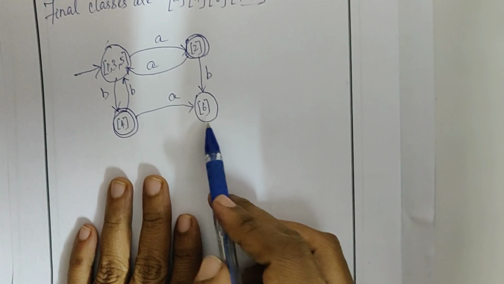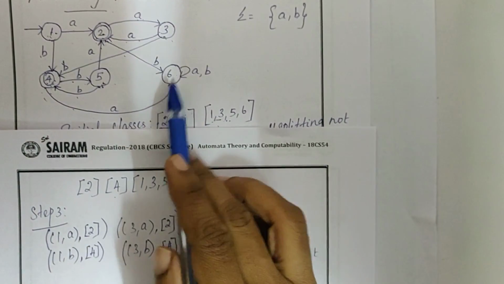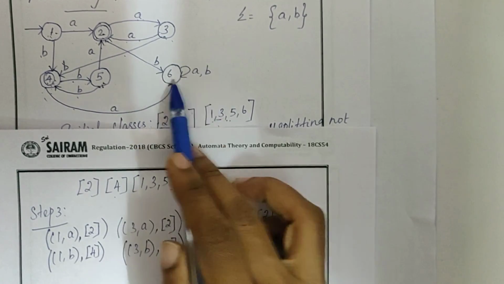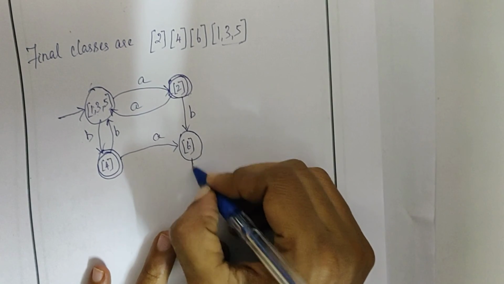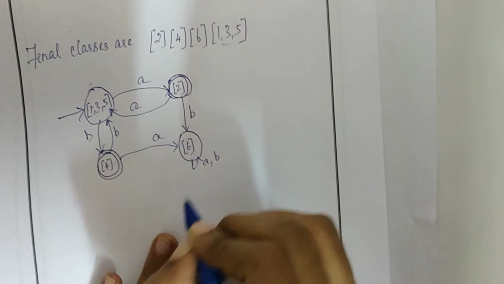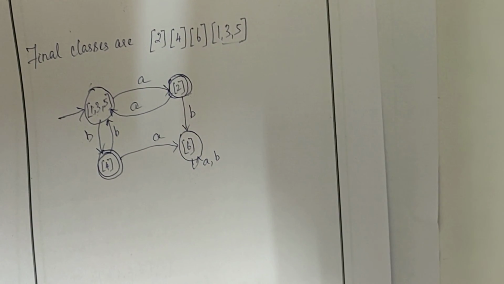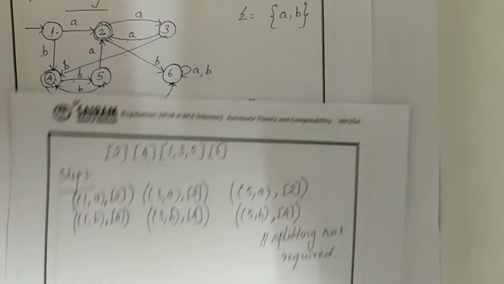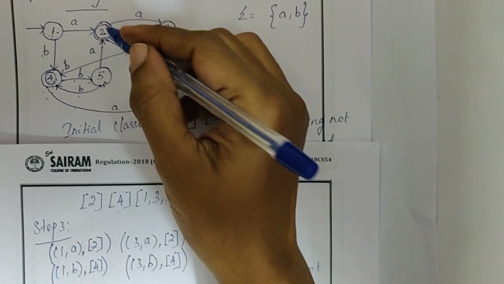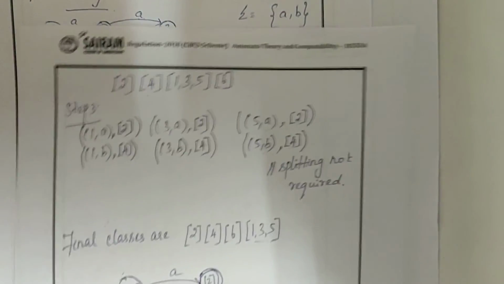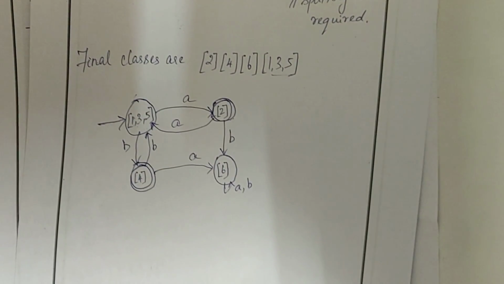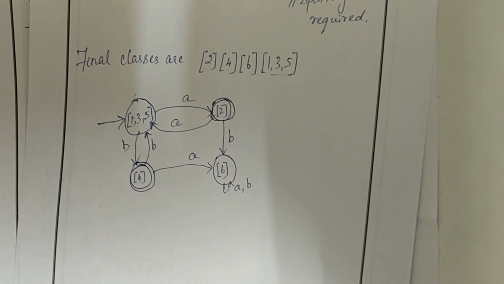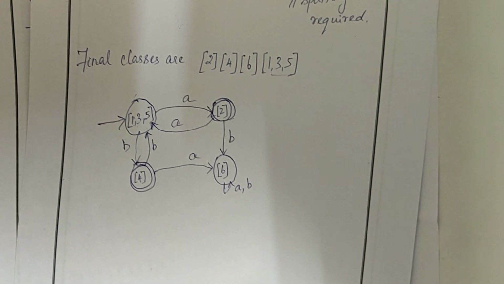Next I have to find 6 comma a and 6 comma b. Both a and b stay in the same state, it is a self loop. So here a comma b. Right. So this is my minimized DFA. Initially in the question, how many states did I have? 1, 2, 3, 4, 5, 6. After minimizing, how many states do I have? I have only 4. Thank you.